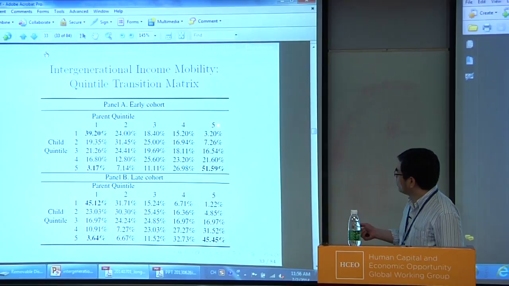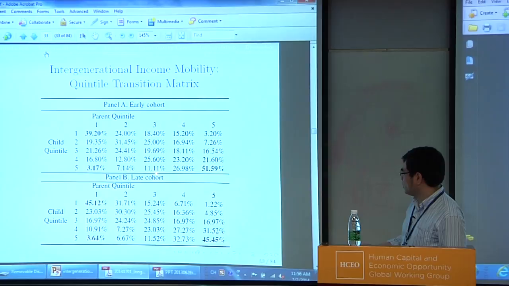And if you are on the top, but you decline, your children are not doing so well and become the bottom one, then it's 3%. Okay, so that is early cohort. Okay, for late cohort, bottom to bottom is 45%. Okay, increase. Top parents, top children, 45%. Bottom parents, top children, 3%. Okay, a little bit higher than this. Top parents, children are doing badly, 1.2%. So this compared to this is a decline. Okay, and this is going up.